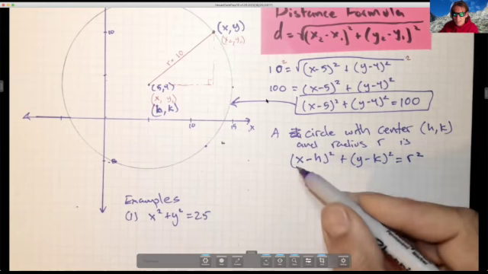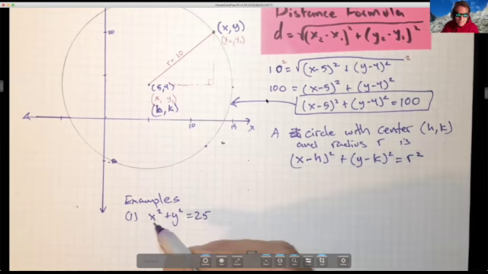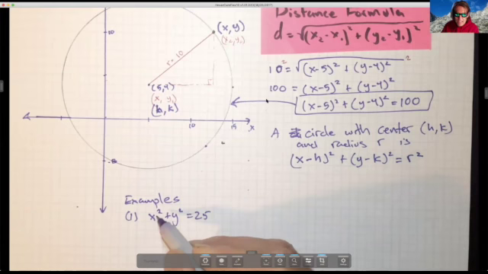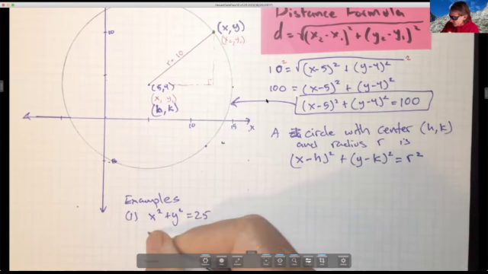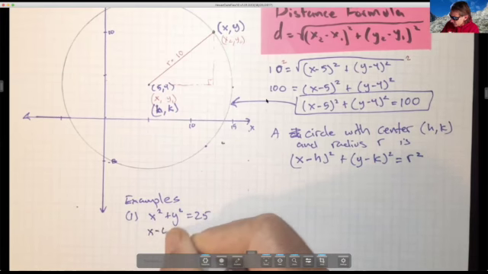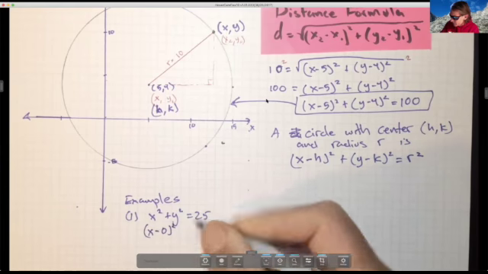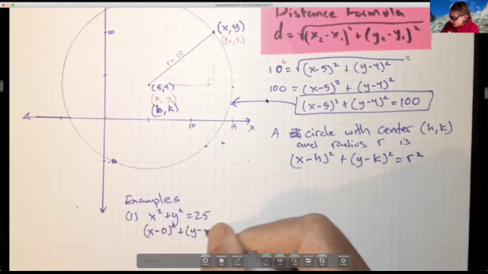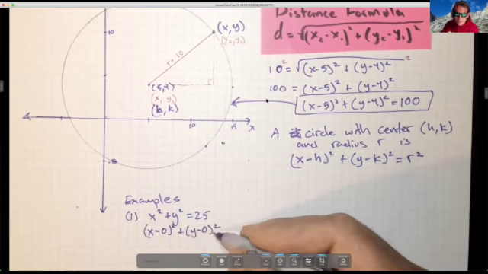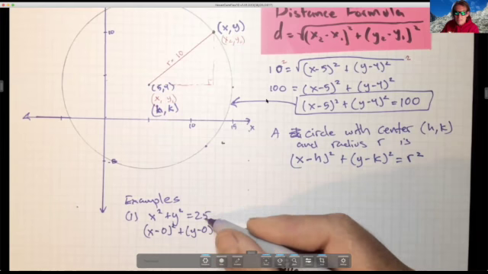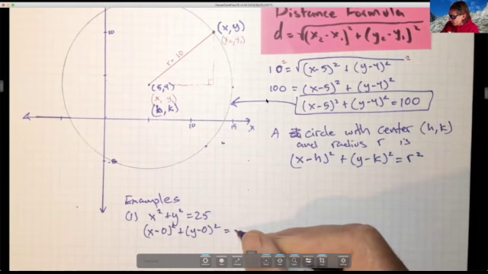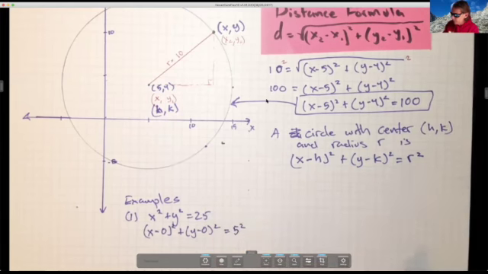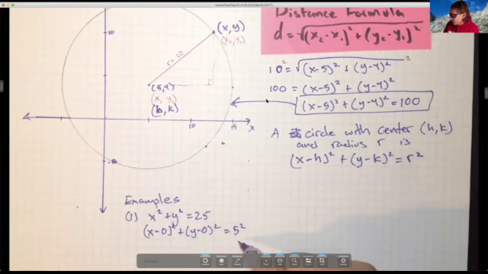So I'm going to try. Notice x minus h. There's no h here. There's just x squared. But we can use a 0 when something's missing like that. So x minus 0 squared is the same as x squared, and y minus 0 squared is the same as y squared. And what's the same as 25? Well, that would be 5 squared is 25. And now it's in standard form, and we can just pick out the center and the radius.